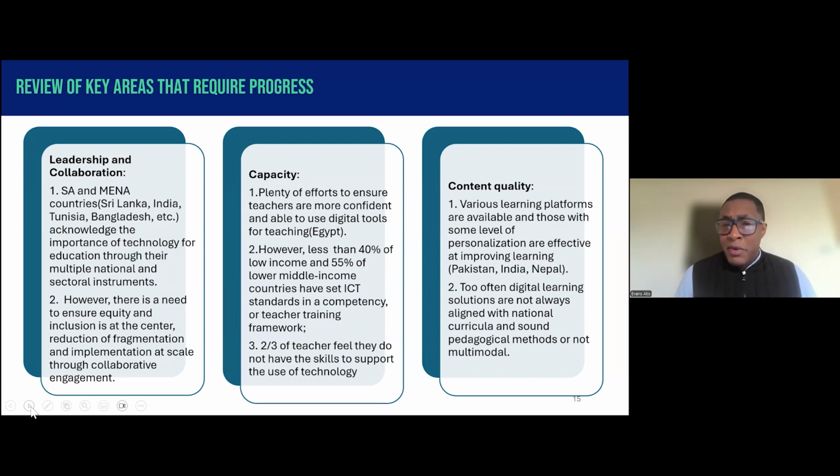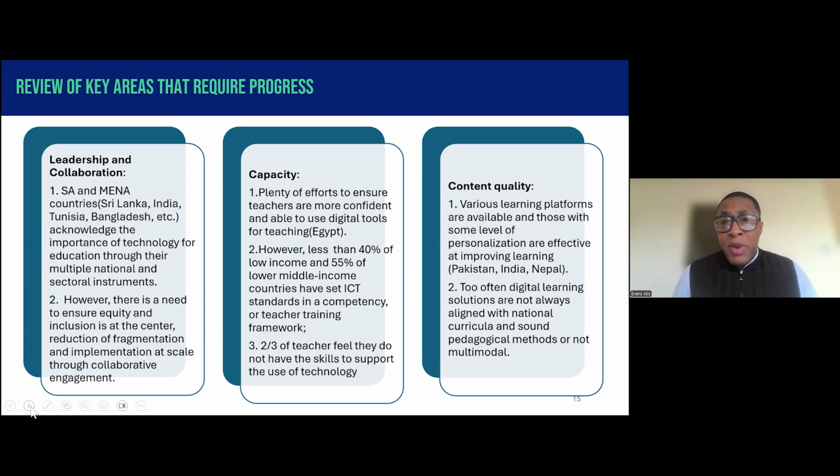In terms of capacity, I think some of my colleagues will talk later about how they're building capacity, but we've seen a lot of efforts, for example in Egypt, to build teachers' capacities and education authorities' capacity. But at global level, we are seeing that 40% of low-income countries and 55% of lower middle-income countries don't have any standards in terms of a competency or teacher training framework. And when I say they don't have standards, it means they don't necessarily have standards which are contextualized and can be applied. The other aspect is how teachers feel. We're seeing that at least two-thirds of teachers sometimes feel that they don't have the skills to teach when they are in the classroom.